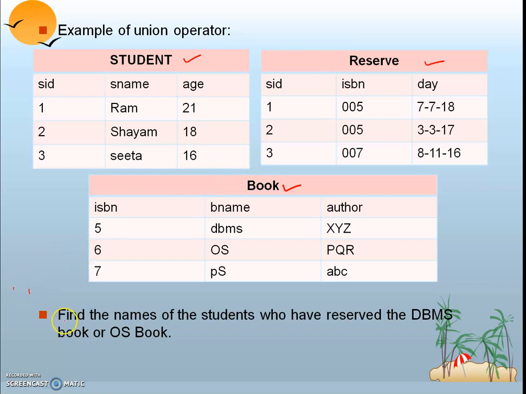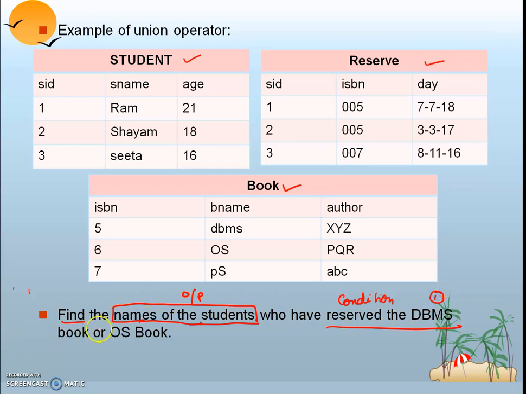The question is saying, find the names of the students. So what do I need? The names of the students. So this should be my output, isn't it? That I have highlighted. Next, who have reserved DBMS? So here I have conditions given. So what are the conditions? Who have reserved the DBMS? That is my first condition.